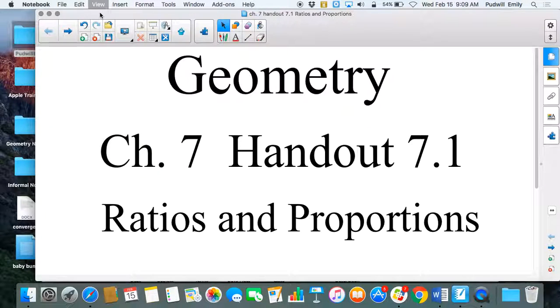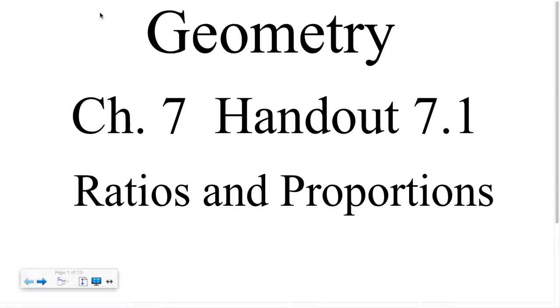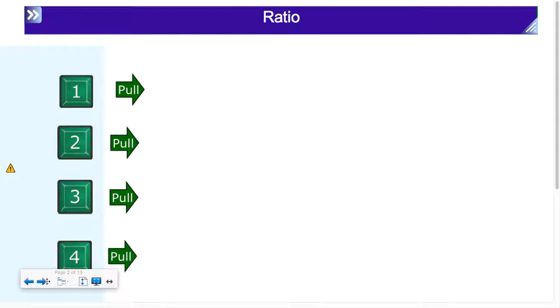So, today, 7.1 is ratios and proportions. You should have seen a little bit of this last year. You maybe just didn't go as in depth with it. A ratio at the top is defined as the comparison of two quantities. A ratio is just the comparison of two quantities.